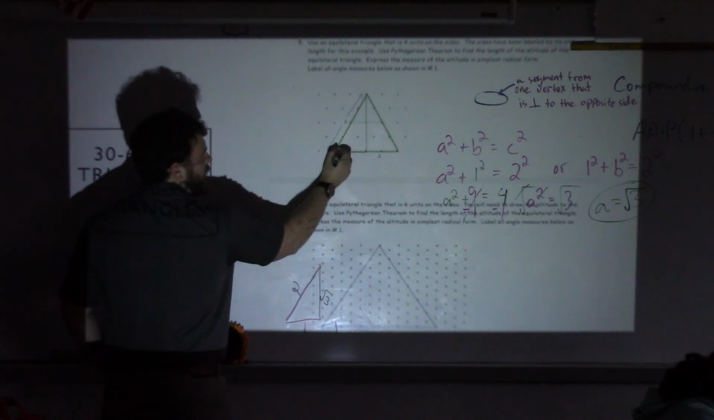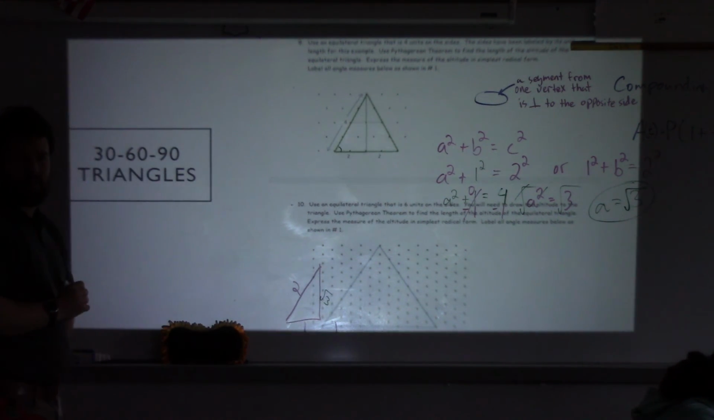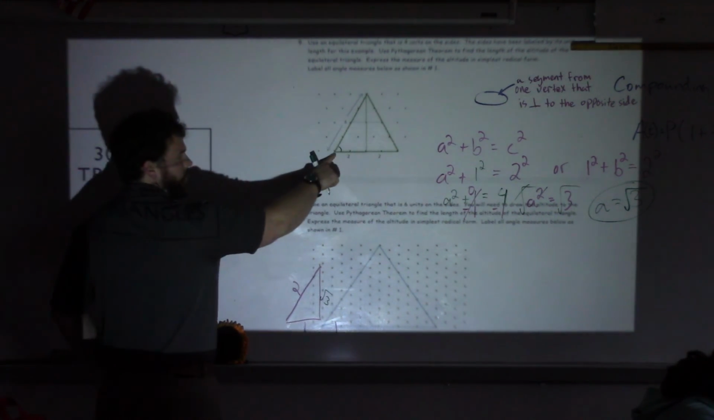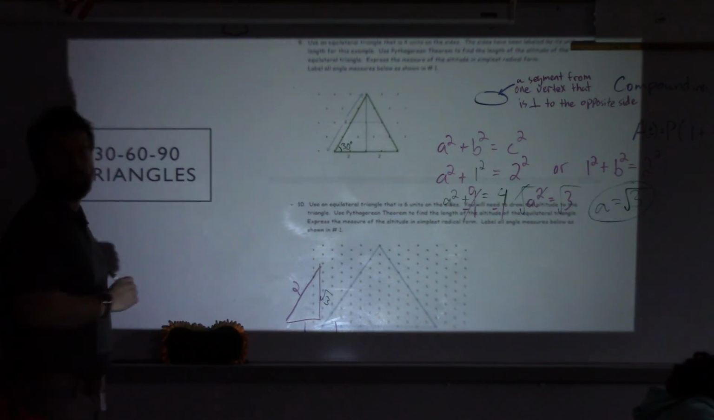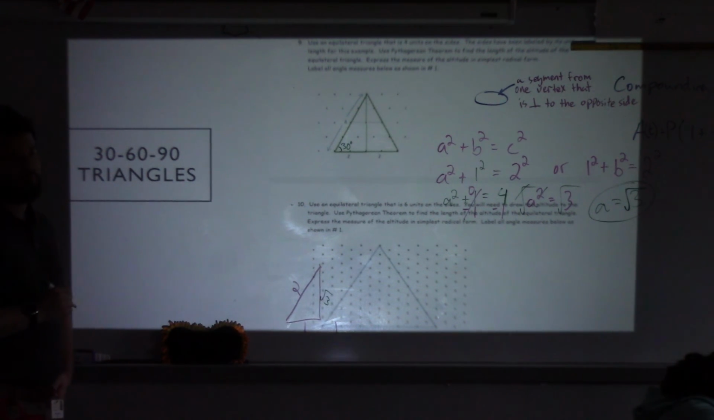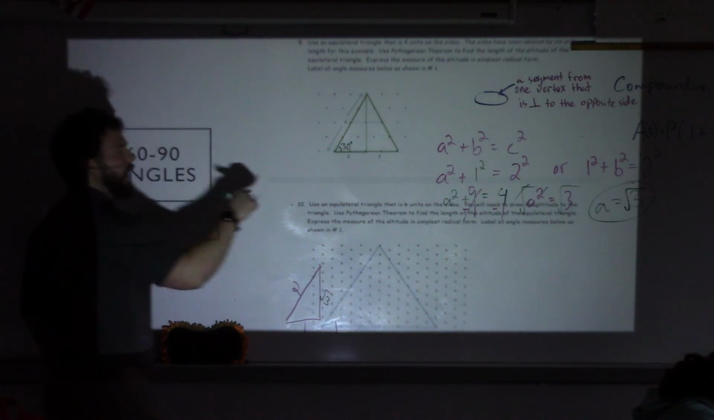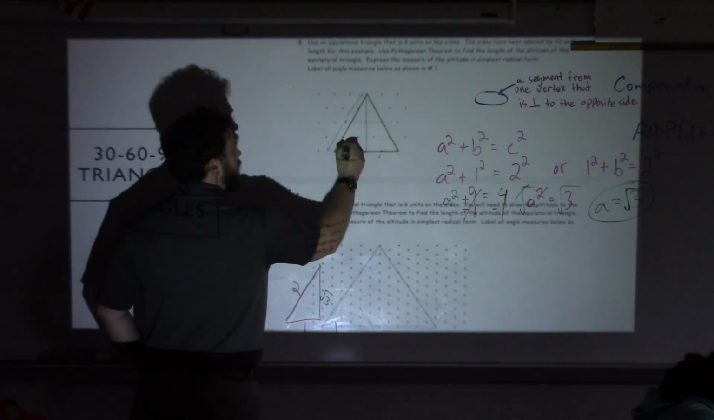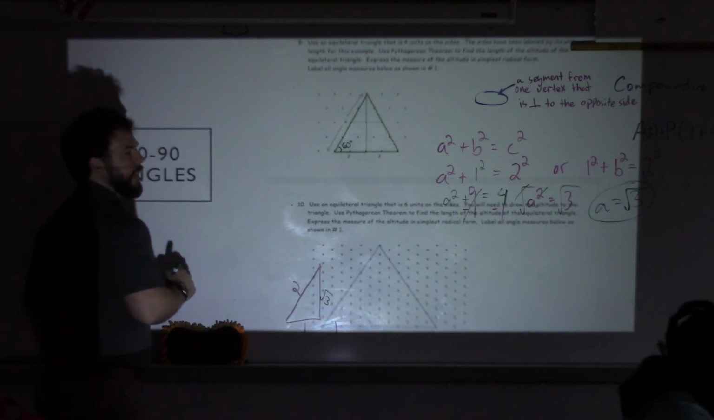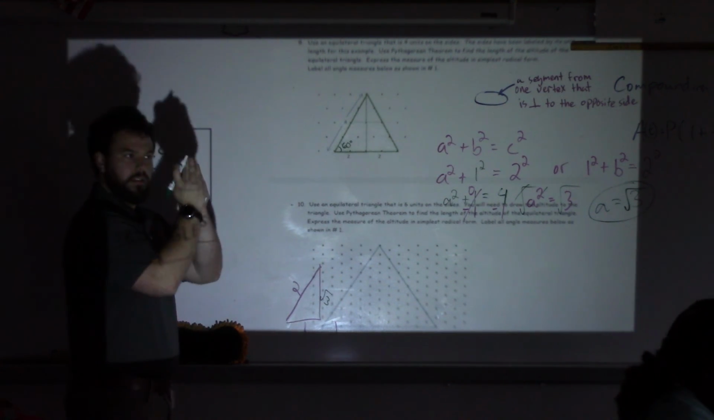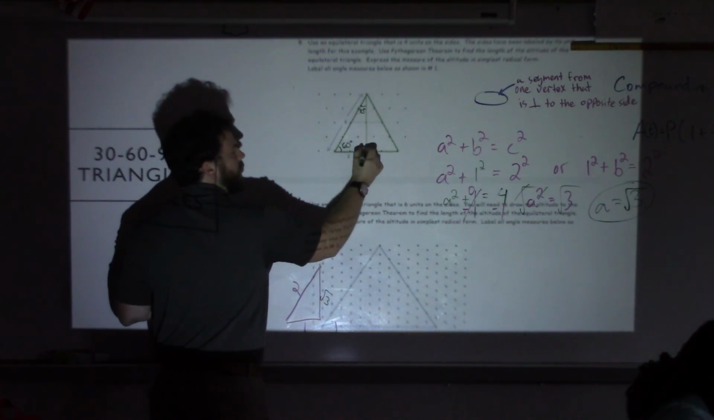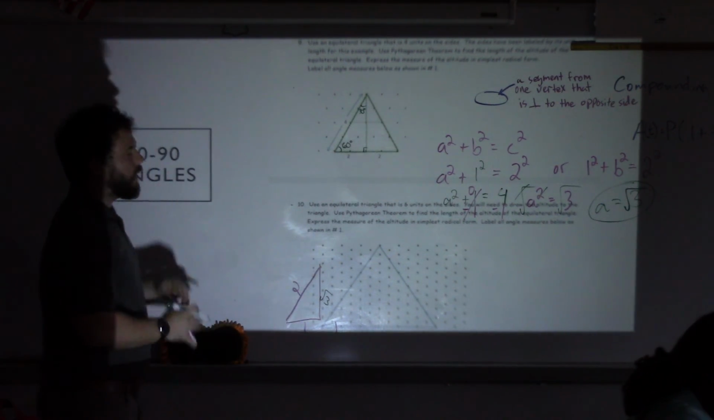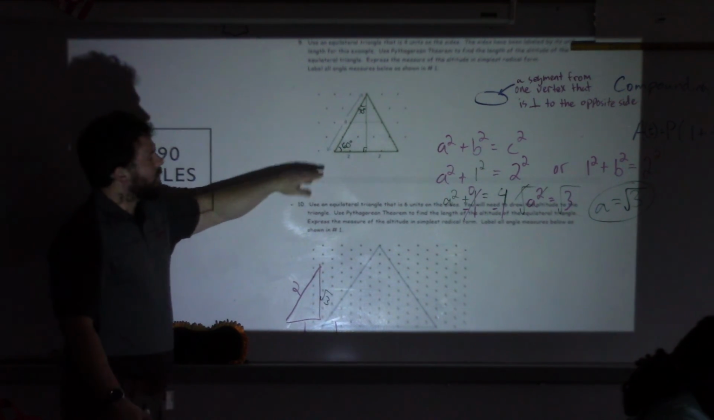So, does anyone know what this angle measure right here is, by the way? Looking at number 9. This one right here is 30. Y'all agree? No. What do you think it is? 60. Remember, that's one of the angles for the equiangular triangle. Where would the 30 be? At the top, because that 60 got split in half, right? So here's 30. And here is 90. Okay? So, how am I going to find this altitude?